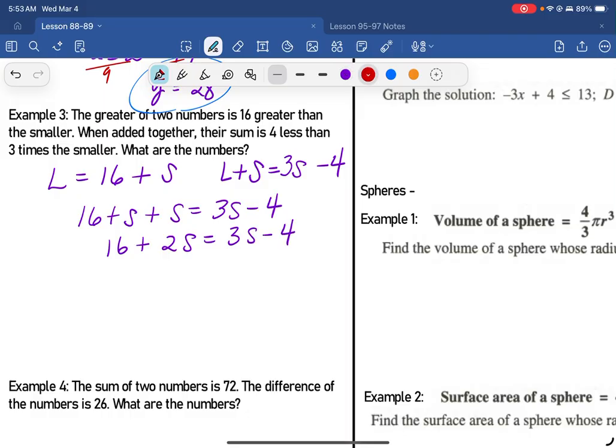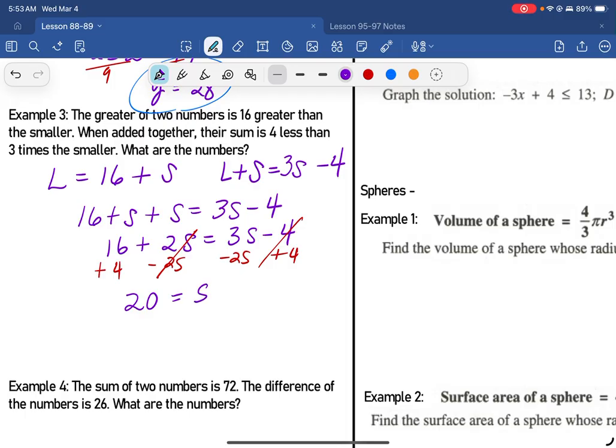Now I'm going to switcheroo. I'm going to minus the 2S from here and put it with the 3S, so it goes away there. Then I'm going to add the 4 to be with the 16. So what I end up getting is 20 equals S.